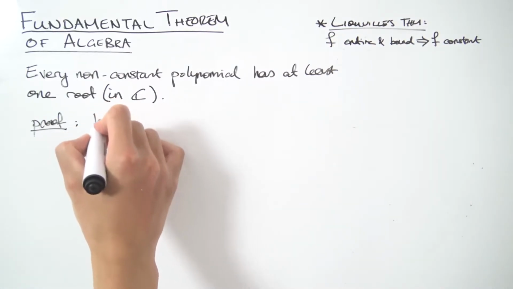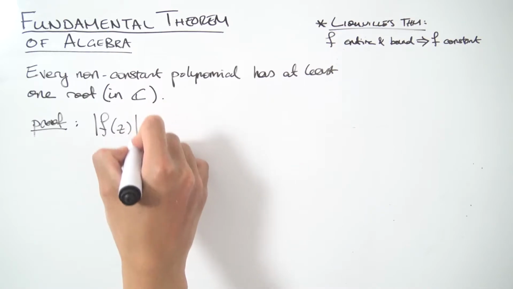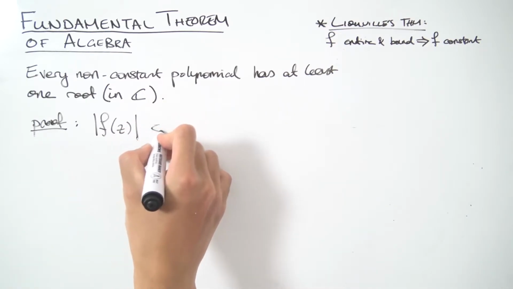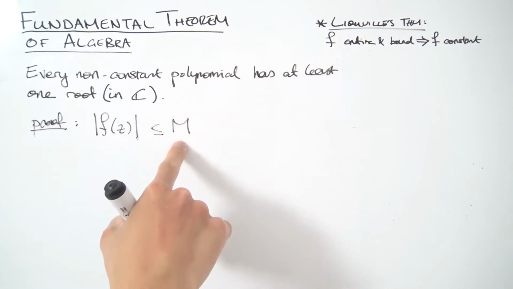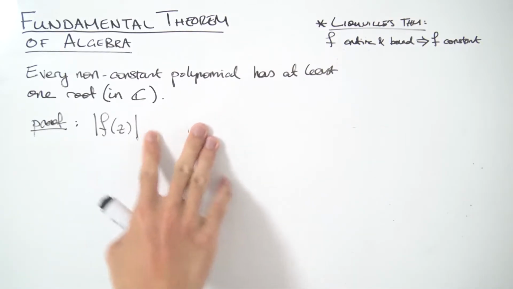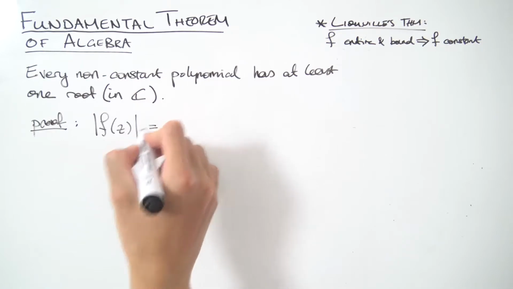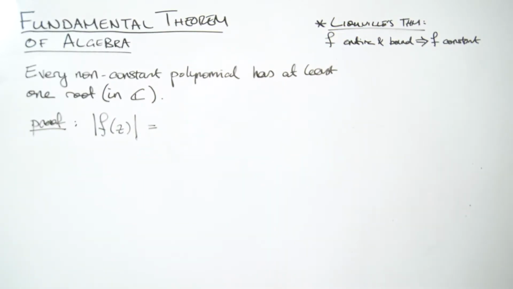Let's take the absolute value of our function f of z, and we want to show that there's an upper bound for this, which means we want to show that it's less than or equal to some capital M, which is our upper bound. So how do we do this? Well, let's write out what the absolute value of f would be.